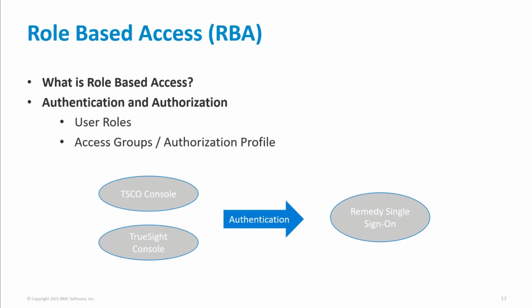Authorization is given by TSCO user roles containing a list of allowed features such as view analysis or edit analysis. In the TrueSight Presentation Server, also known as the TrueSight console, users are authenticated by the same Remedy Single Sign-On server. So once you are logged into one console, you also have access to the other console. Authorization is given by a combination of TSPS user roles and authorization profiles.